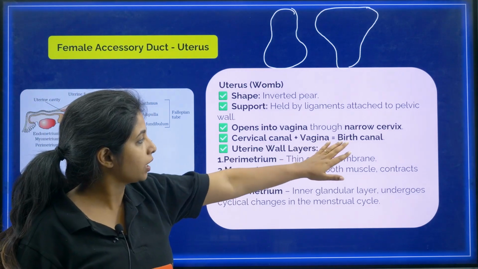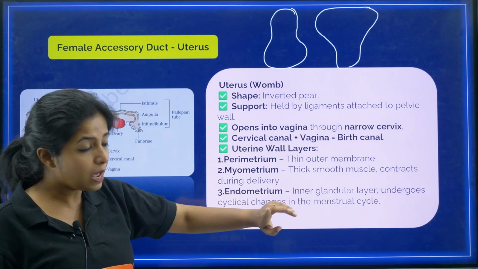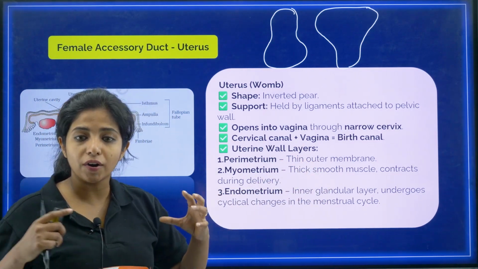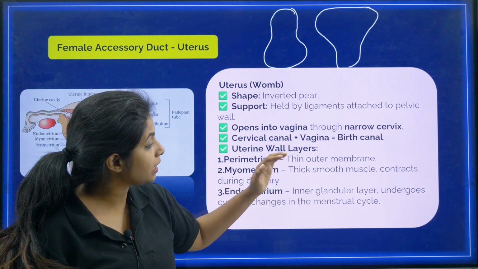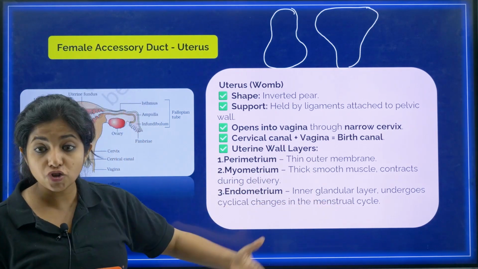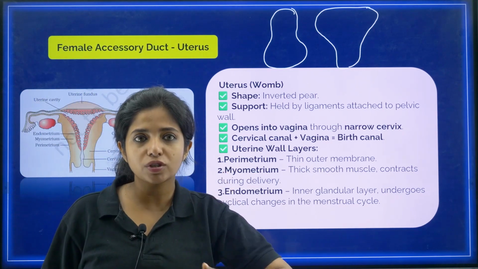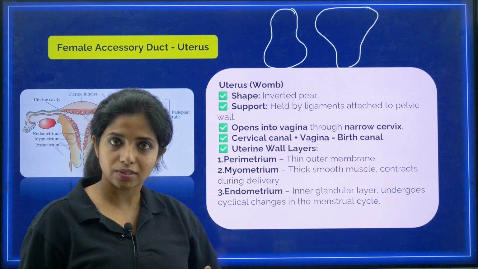Cervical canal plus the vagina gives the birth canal. Uterine wall layers: there is the perimetrium, the thin outer membrane. The myometrium is the thick smooth muscle layer, and it is going to contract and relax during delivery. Now the endometrium is the inner glandular layer, which undergoes cyclic changes in the menstrual cycle. So you might be asked, what is that particular layer which undergoes cyclic changes during the menstrual cycle? It is the endometrium that undergoes the cyclic changes.